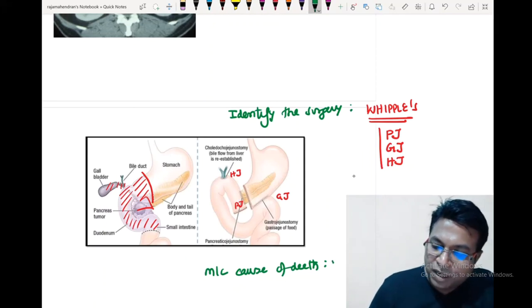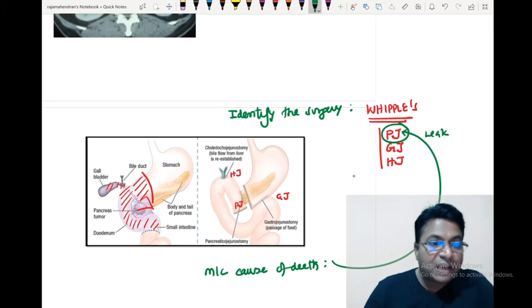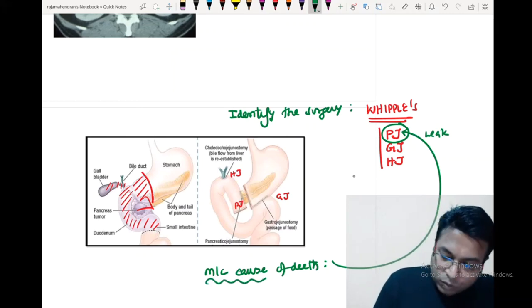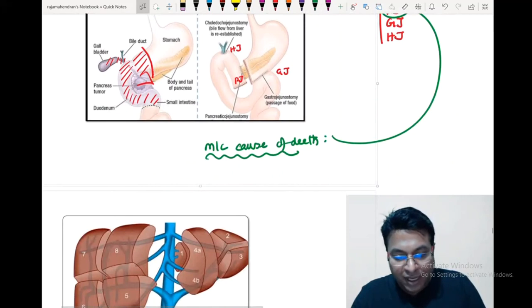The most common cause of death is leak of this anastomosis. Leak from the pancreatico-jejunal anastomosis is known as the most common cause of death. So please don't forget, this image can come for your exam. What is the surgery done here? It is known as Whipple's.